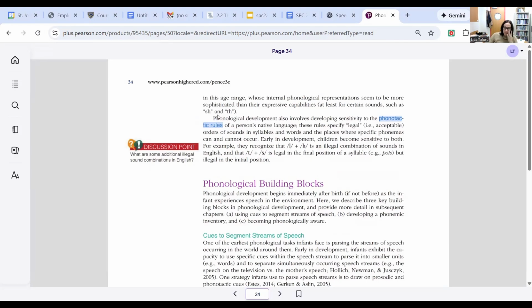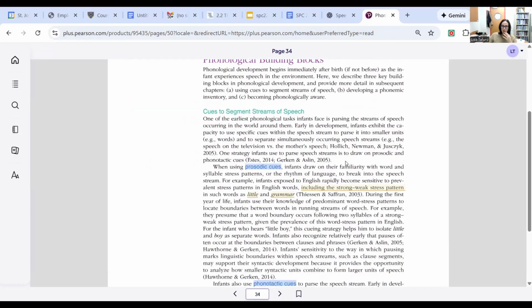And then the other really big part of phonological development, and what's happening primarily during the first year of life, is we're developing a sensitivity to what we call phonotactic rules, or the rules around how sounds can be combined, in essence. Okay, so let's take a look in more detail.